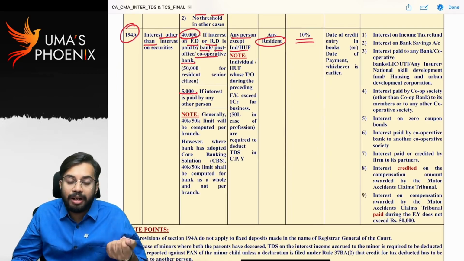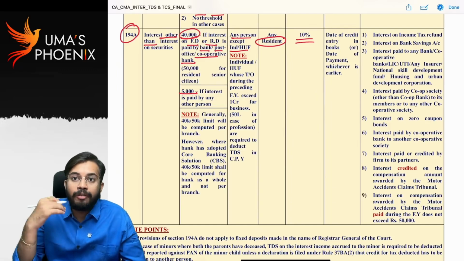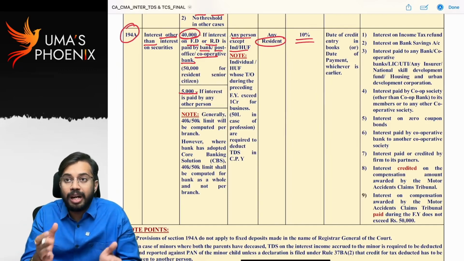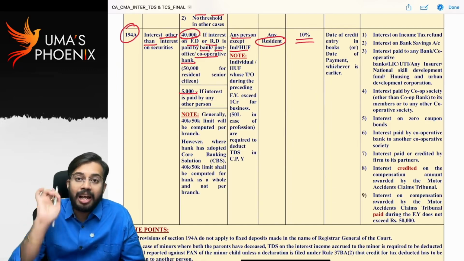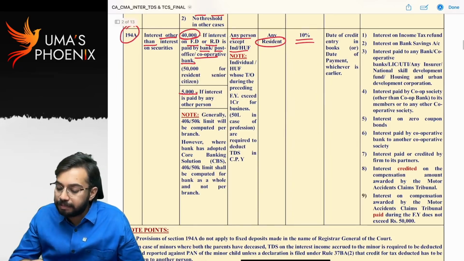When TDS is required to be deducted, accrual or cash basis. That means the date on which interest expenditure is recorded in books of accounts, or on the date of interest payment. Out of these two dates, whichever is earlier, on that earlier date TDS is required to be deducted. Is it clear? Next.